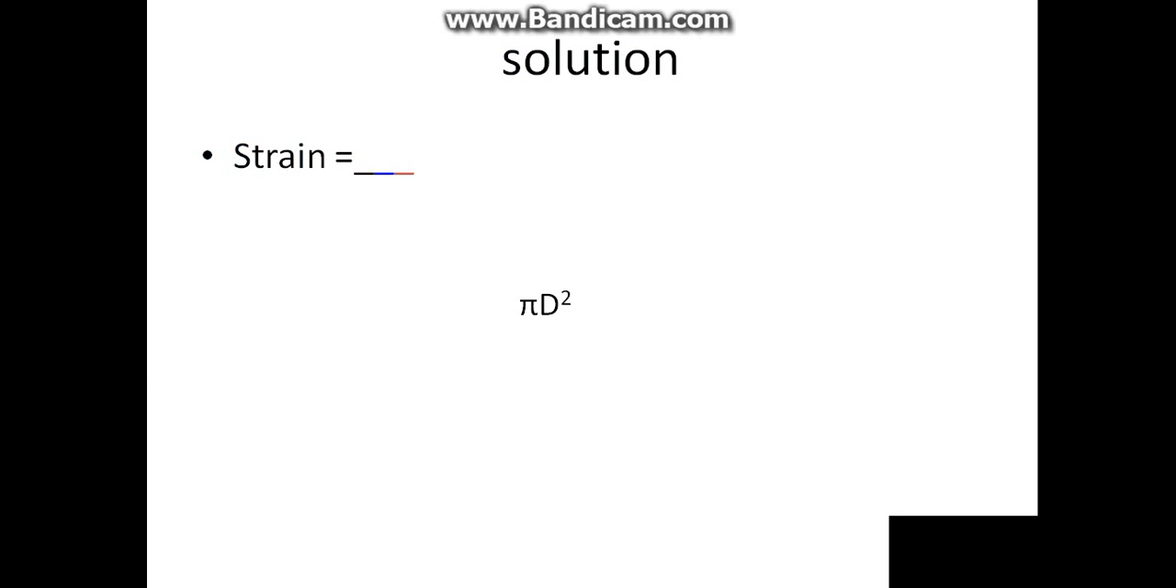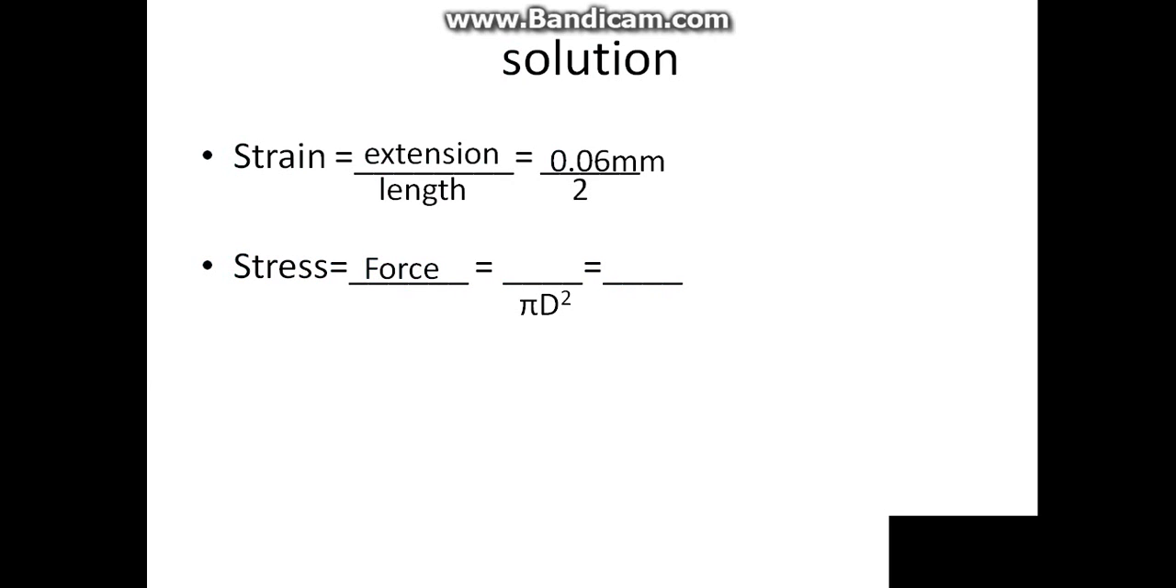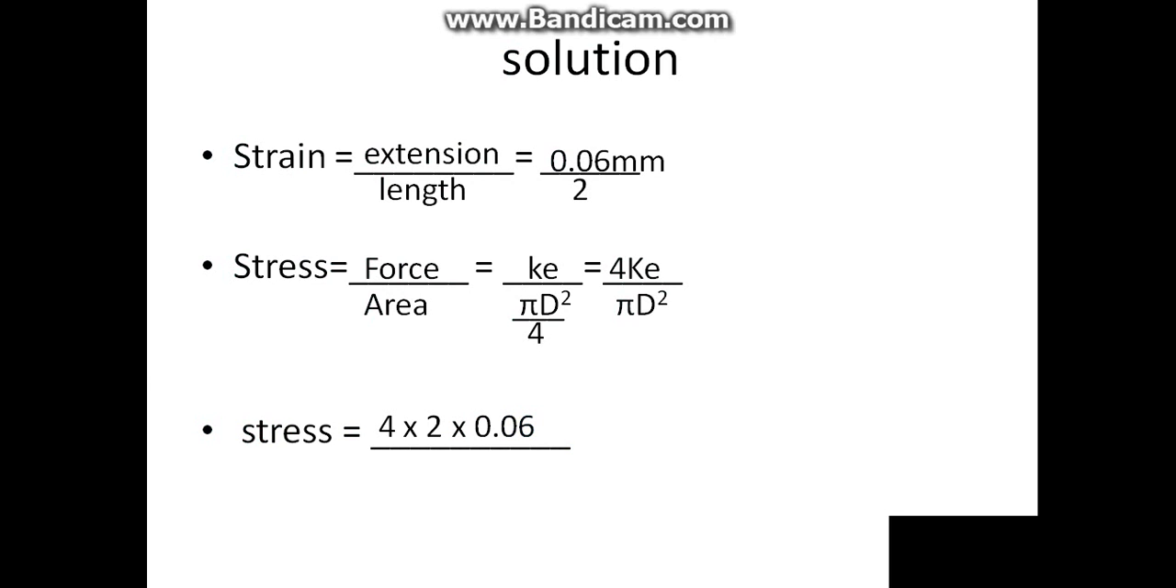Solution. Strain is equal to extension over length, which equals 0.06 mm over 2. Stress is equal to force over area, which equals Ke over pi d squared over 4, which equals 4Ke over pi d squared. Stress is equal to 4 times 2 times 0.06 all over pi times 0.64 squared.